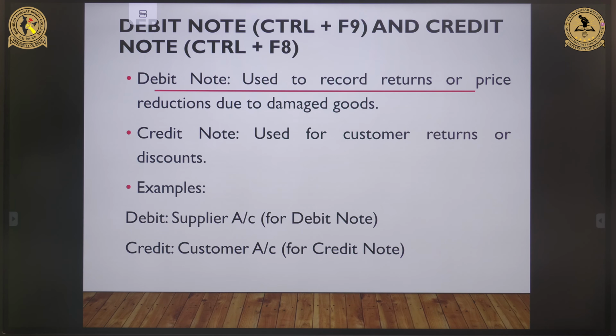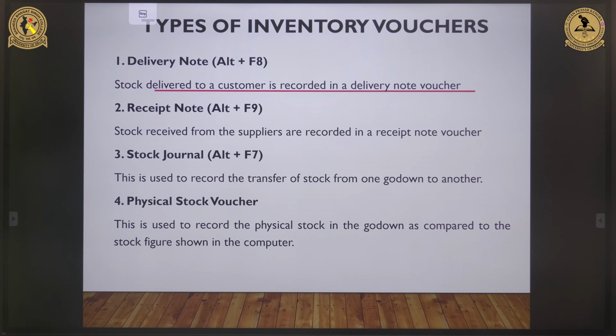Then these all are the inventory vouchers. These include the delivery note, receipt note, stock journal, and physical stock voucher. These are used to record transactions relating to the stock. For example, stock delivery, or making some adjustment to the stock after the physical verification. So these are all the vouchers that we will use while passing the journal entries.